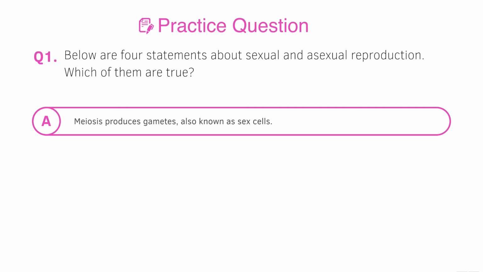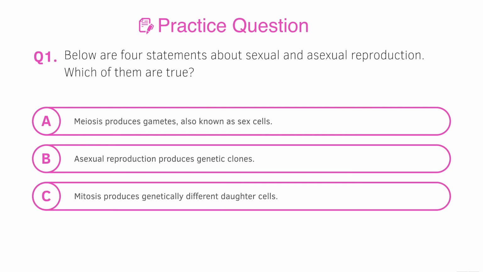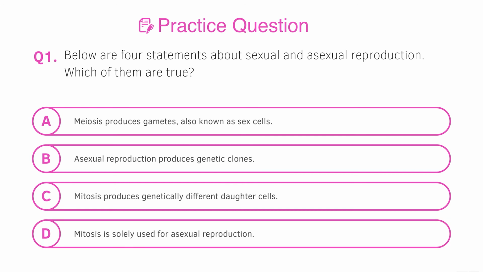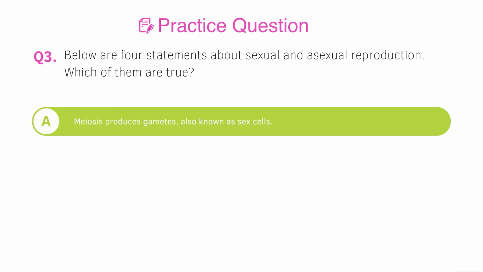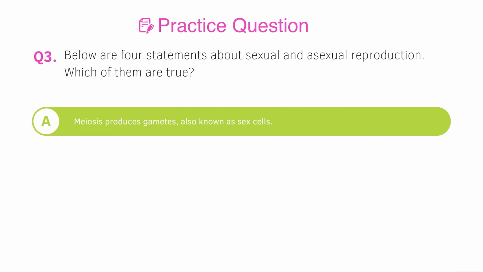So now let's have a look at some practice questions. So below are 4 statements about sexual and asexual reproduction. Which of them are true? A. Meiosis produces gametes, also known as sex cells. B. Asexual reproduction produces genetic clones. C. Mitosis produces genetically different daughter cells. And D. Mitosis is solely used for asexual reproduction. So, oops, I didn't mean to show you the answer, but you can pause the video at this point and go through and decide which are true. But just in case you saw the next slide, we'll go through them as well.